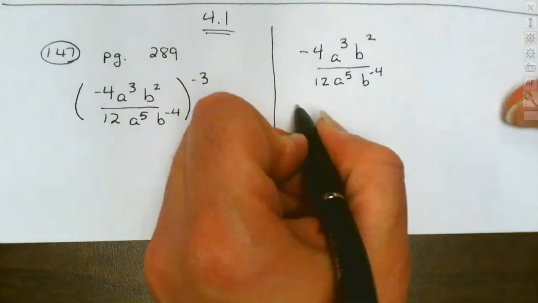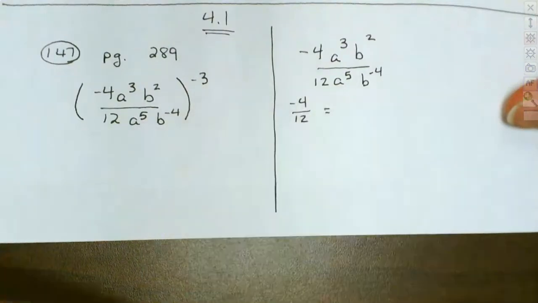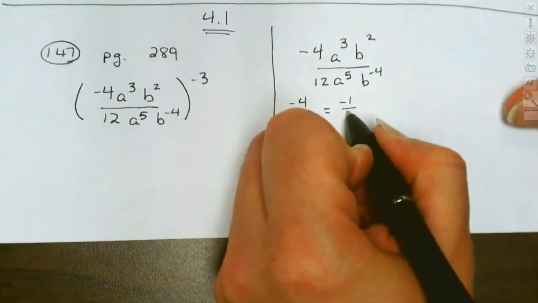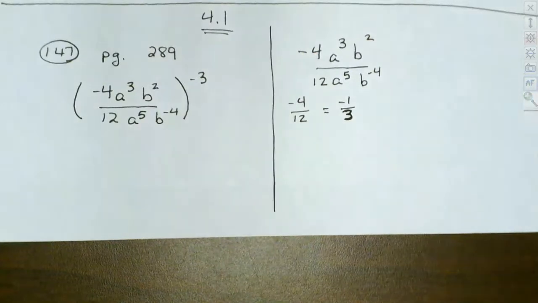Okay, so let's work with the numbers. We've got negative 4 over 12. That would reduce down to a negative 3rd. So we'll do those numbers first. Negative 4 over 12 breaks down to a negative 1/3. So that's our first part.